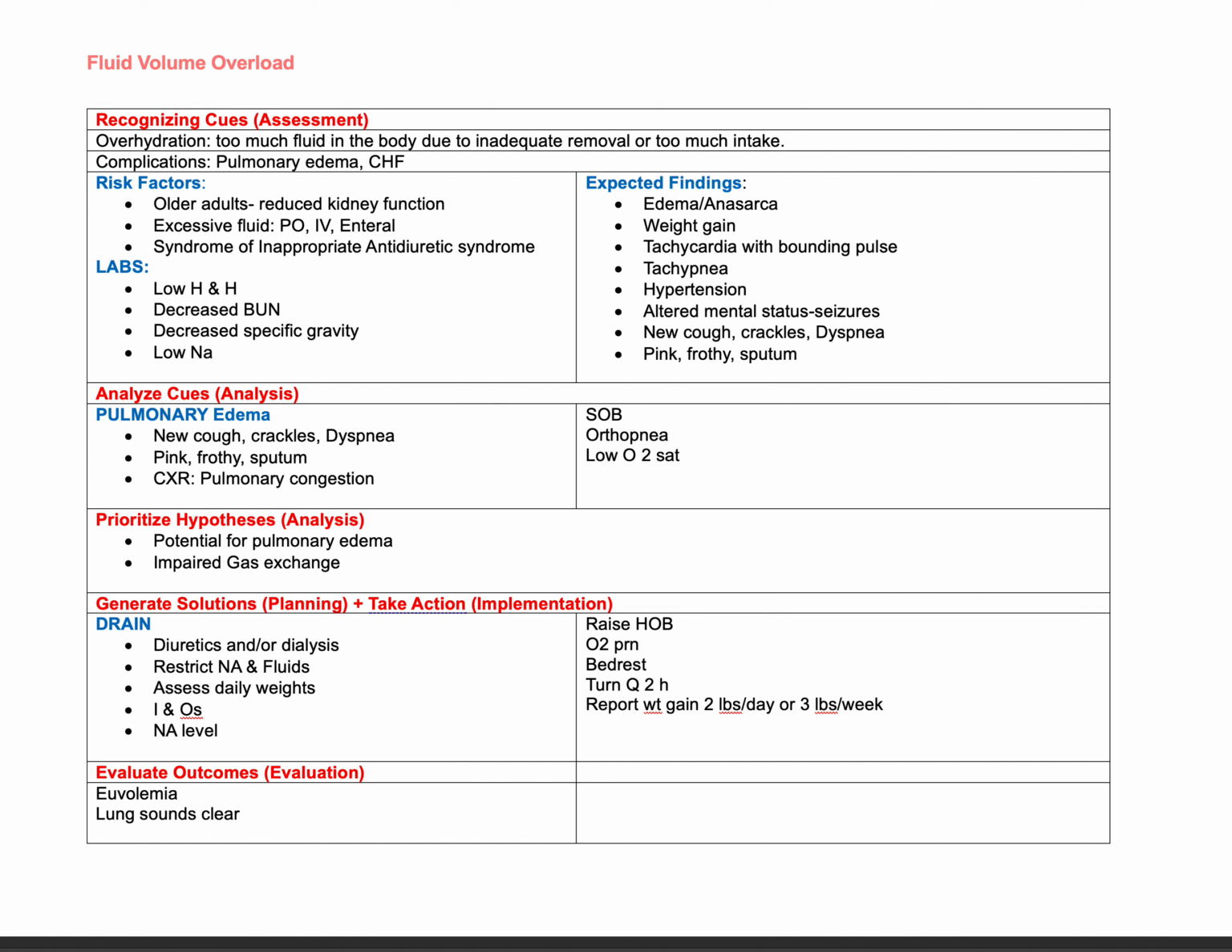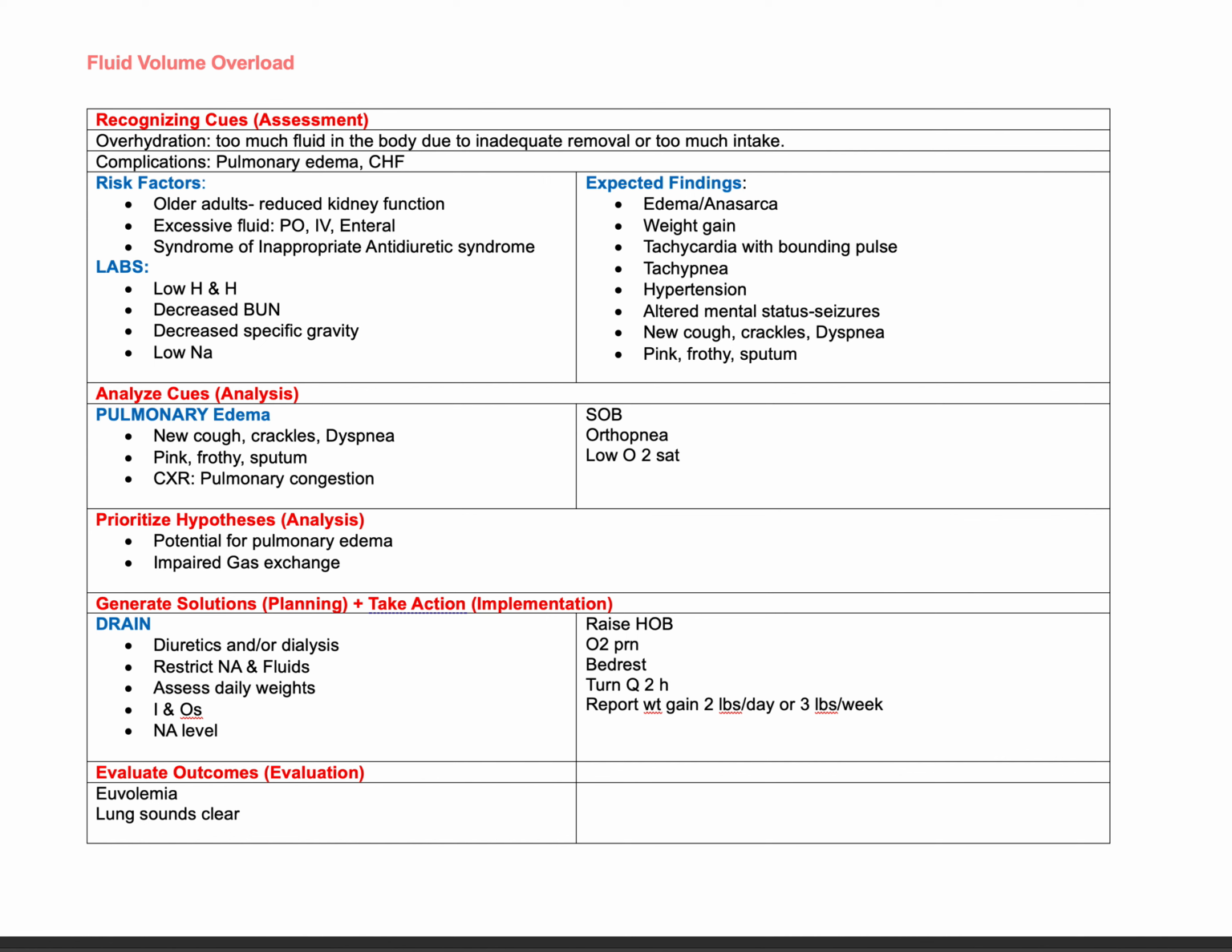Now the solutions, let's talk about planning and the interventions we're going to do. So the mnemonic DRAIN can help you. They're going to be given diuretics, and if their kidneys aren't functioning properly, they'll have dialysis. We're going to restrict sodium in fluids. We're going to assess daily weights. And you know the drill, right? The same clothes, the same time, void before, all that, okay? They're going to be on I's and O's, and we want to check the sodium level.